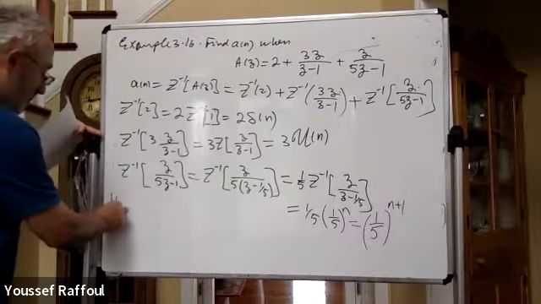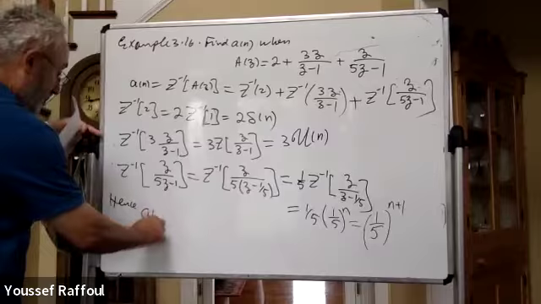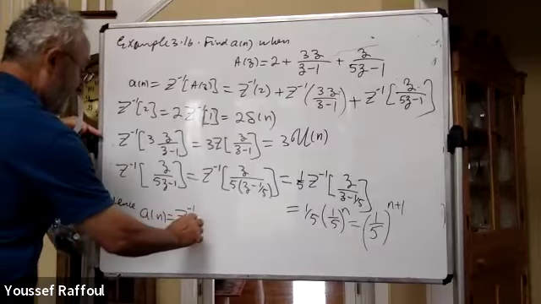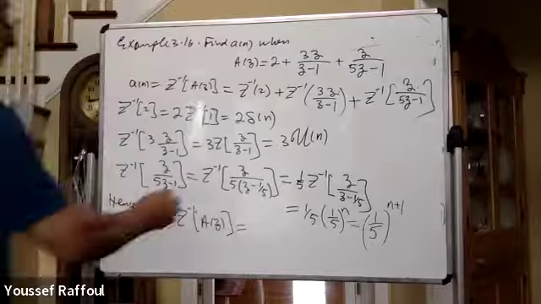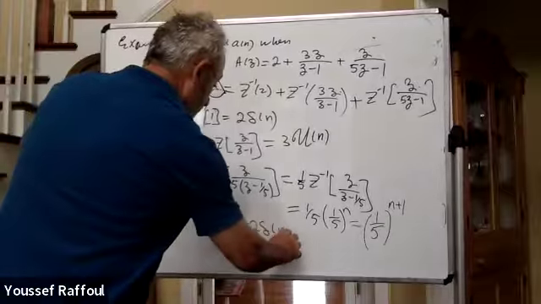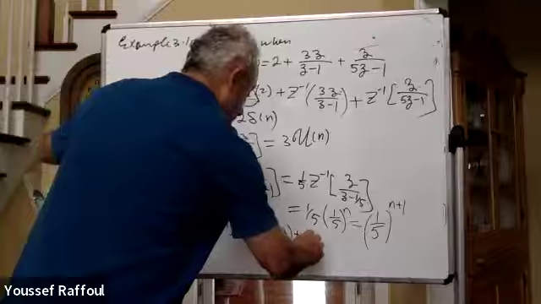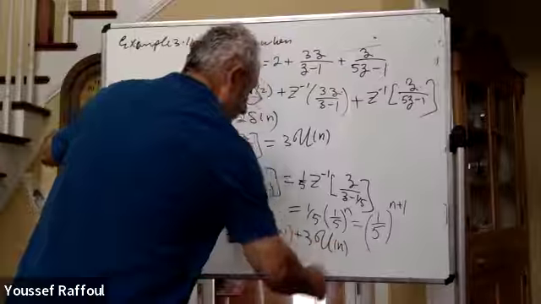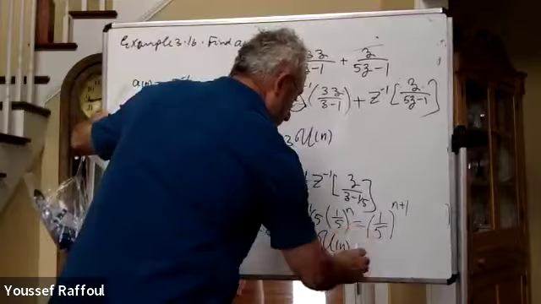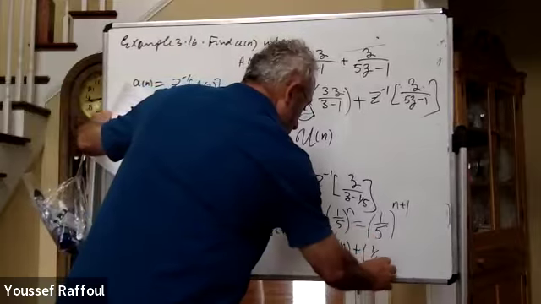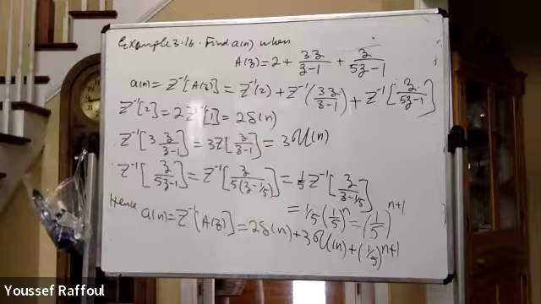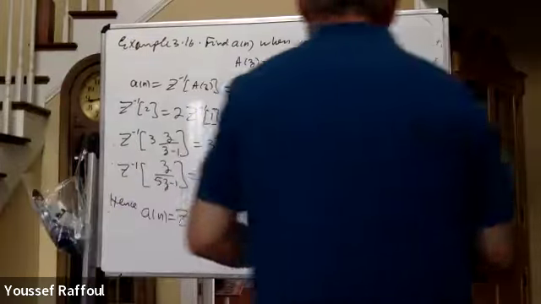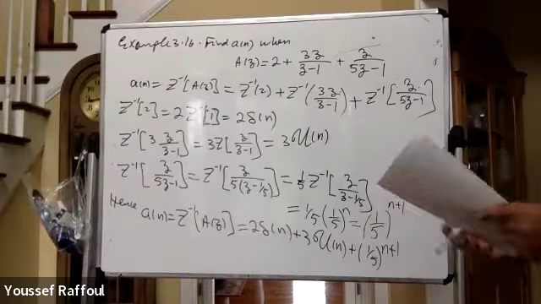Hence, a_n is the inverse Z transform of A(z), and that is 2 delta n plus 3 u(n) plus (1/5) to the n plus 1. Okay, there we go. Whew. Any questions?